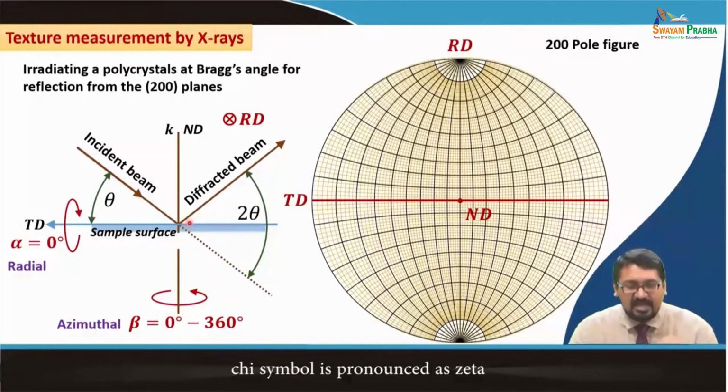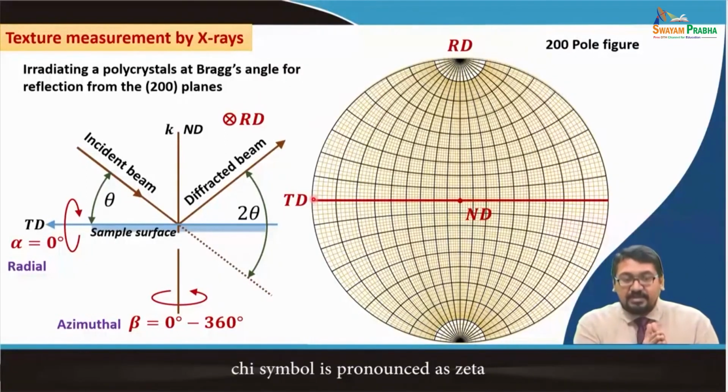It is in the same way as in this case the sample is kept, where ND is in the top and RD is going inside. So, if I rotate the sample and observe it from above along ND, then we can see that ND is in the center, RD goes to the top and TD remains at the same position.